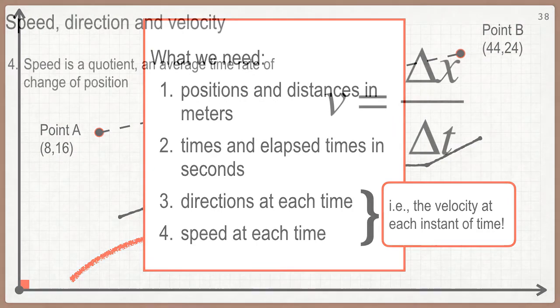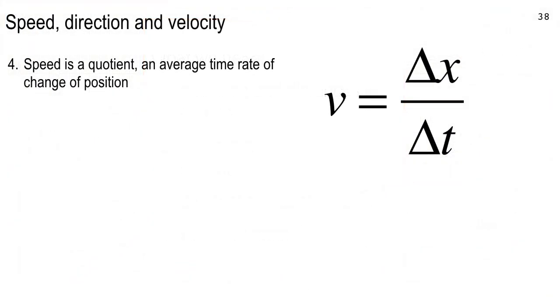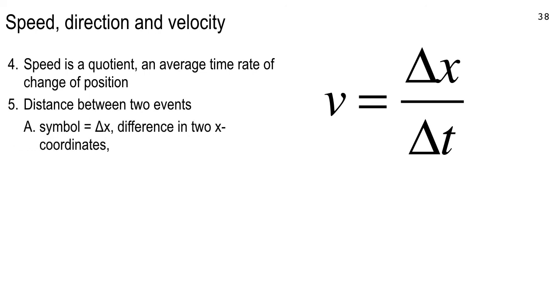So let's look at the mathematical flavor of speed. Speed is a quotient. It's a quotient that gives you the average time rate of change of position. Now let me give you the nomenclature, the terminology for this particular equation. V equals, here's how we refer to it, delta x in the numerator. And that means the difference in two x coordinates.